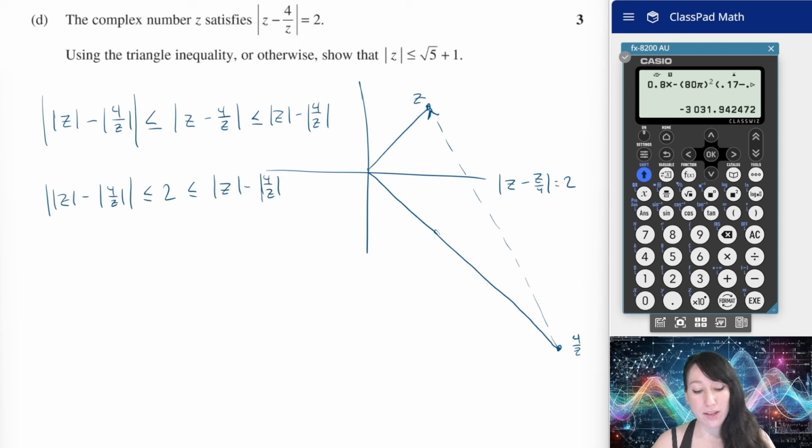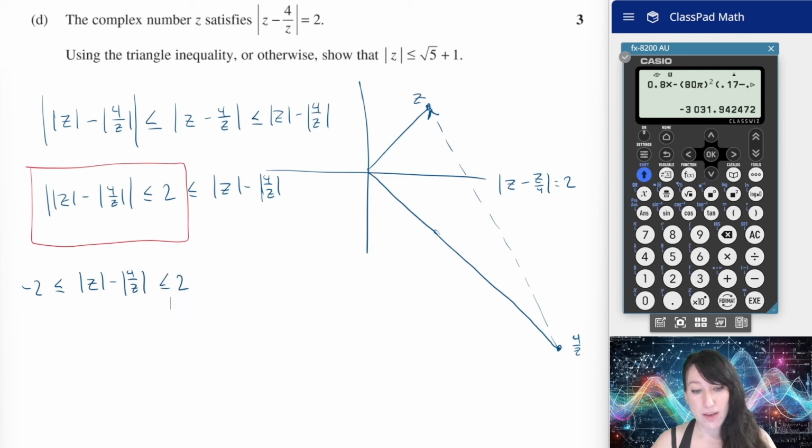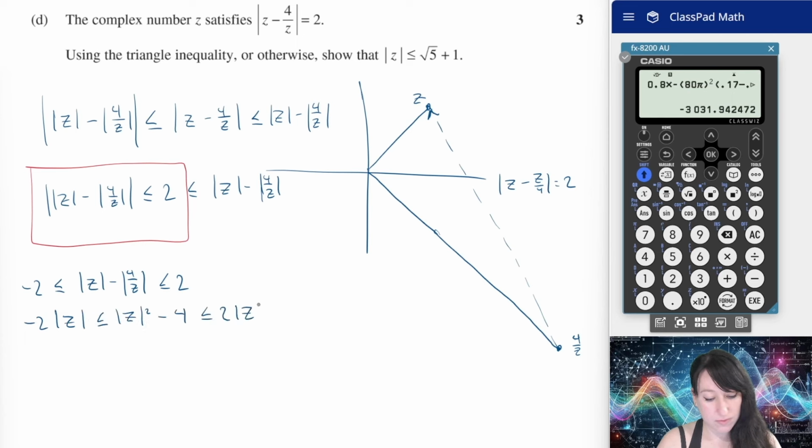Now, we know from working with absolute values and inequalities that this part of the inequality here would say that the inside of the absolute value there on the left is between -2 and 2. One thing we could do here is multiply through everything by the modulus or absolute value of z. Let's add 2 times the absolute value of z to everything. So we have 0 on the left.